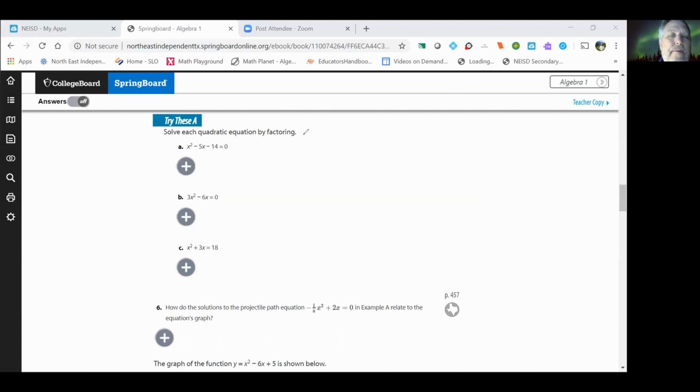Item B, 3x squared minus 6x equals 0. So I want to factor these. First thing I look for is the greatest common factor. Looks like the greatest common factor in this one is 3x. So 3x squared divided by 3x is x, and then -6x divided by 3x is just -2.